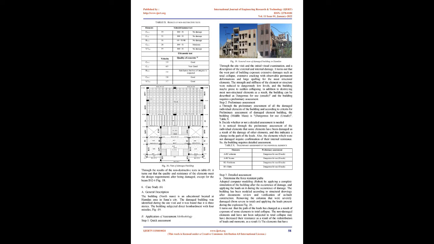B. Application of assessment methodology. Step 1. Quick assessment. Through the site visit and the initial visual examination, and a description of the external and internal damage, it turns out that the west part of the building exposed extensive damage such as total collapse, extensive cracking with observable permanent deformations and large spalling for most structural elements.